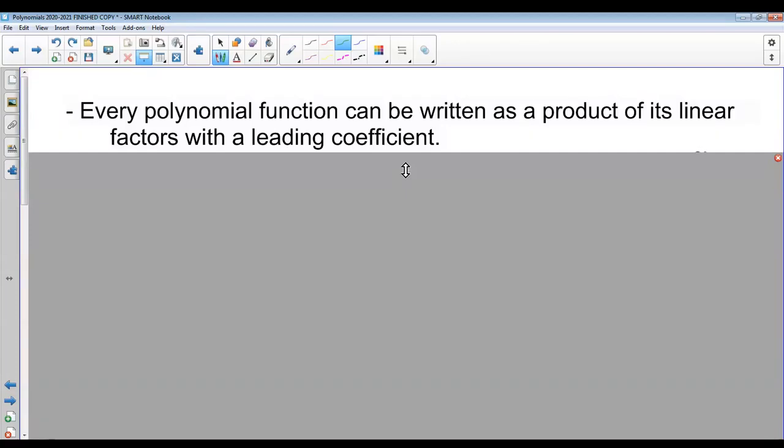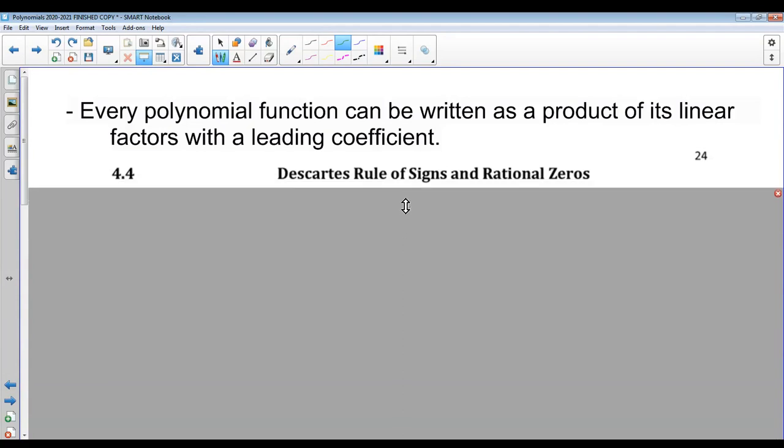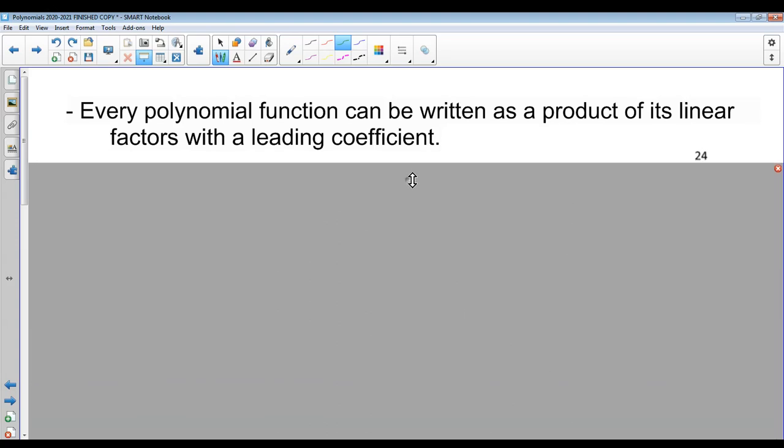All right, everybody, we are on this page. I know some people might have a different packet, but we're on section 4.4, Descartes' rule of signs and rational zeros. So the next couple of classes we're going to be spent looking at this complete factorization process.